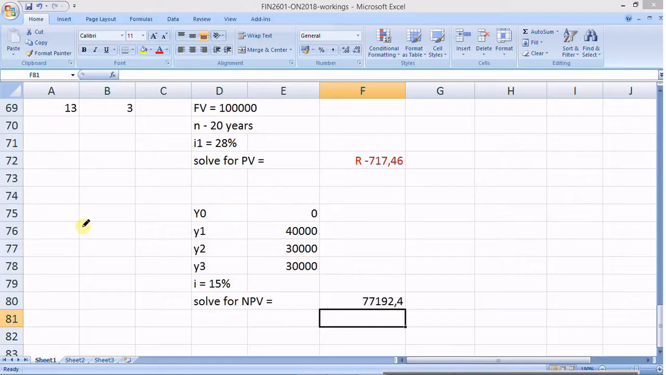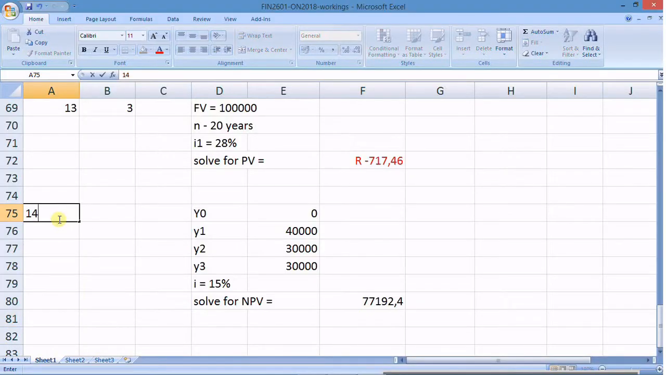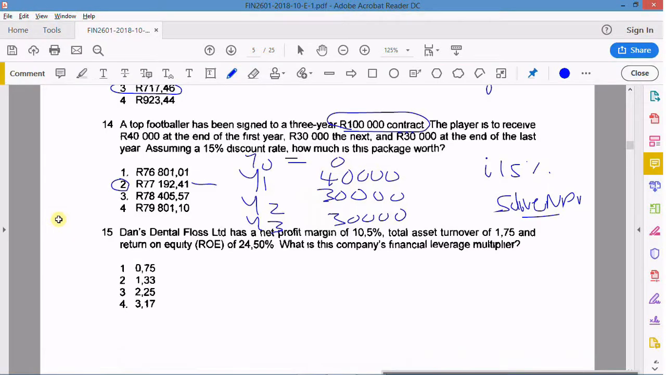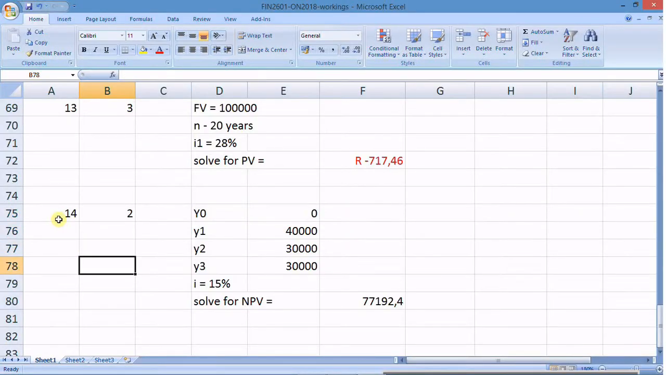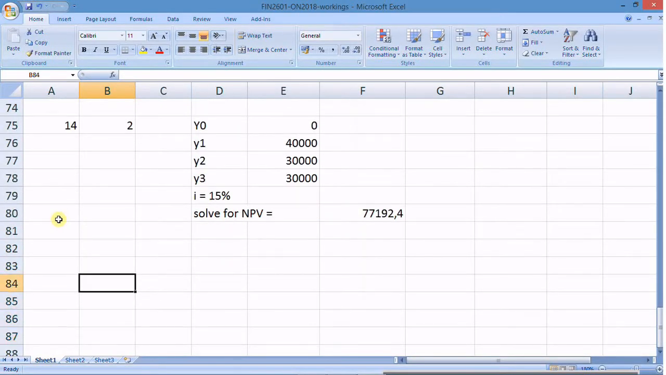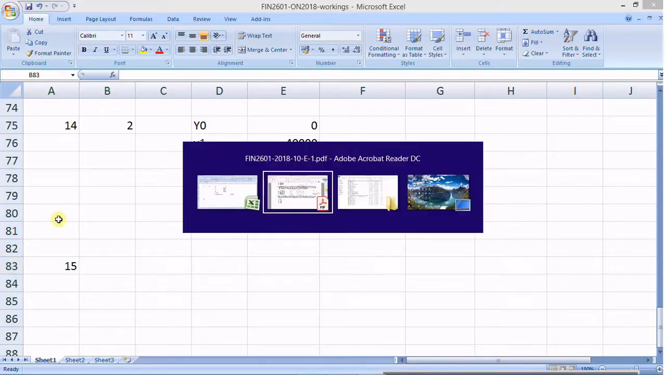What is this one? Number 14. Okay. Just label it 14. Answer was option 2. Okay. 15.